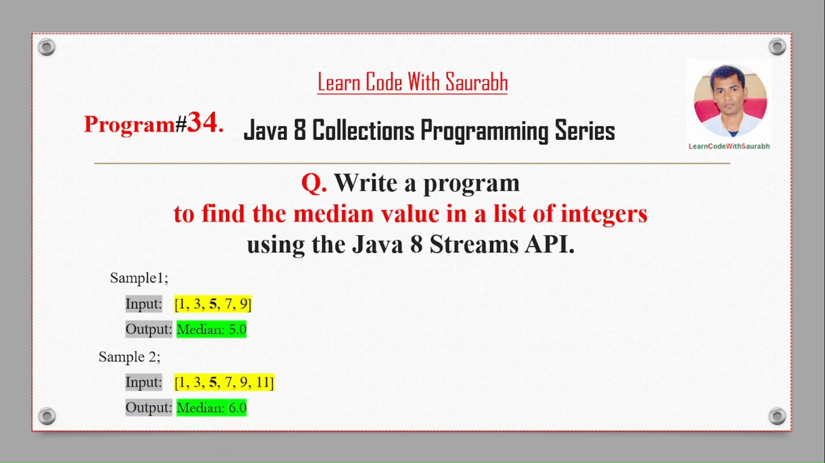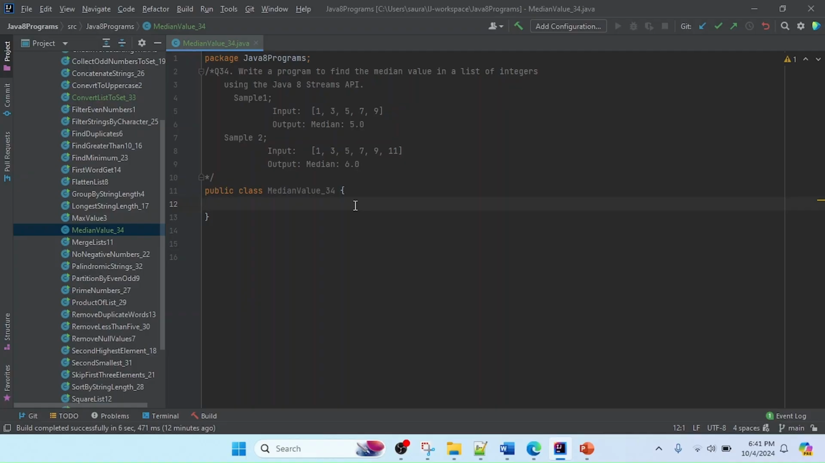Now I'm going to create a class, and I will write the logic. I opened IntelliJ and created a class here, MedianValue, and just gave the program number. This is program number 14, and I mentioned the question with simple input and output. And now I'm going to write the main method.